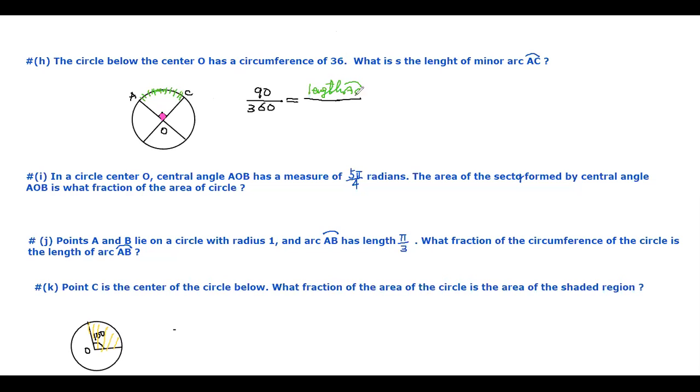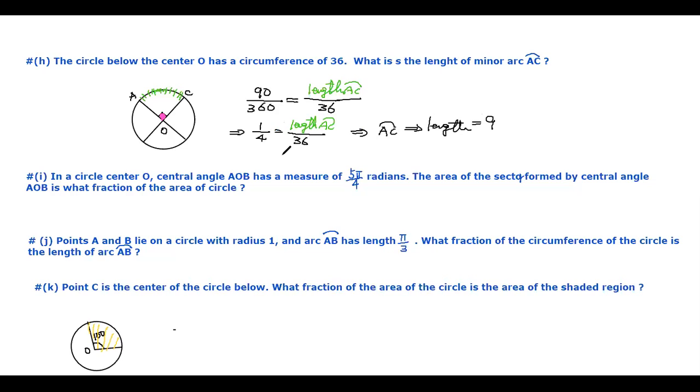It will be equal to what? The whole circumference. The whole circumference is 36 here. So I know this is 1/4, equal to the length of AC. So what is the length of AC here? It's 9, right? Basically it's 36 divided by 4 here. So you use the ratio.